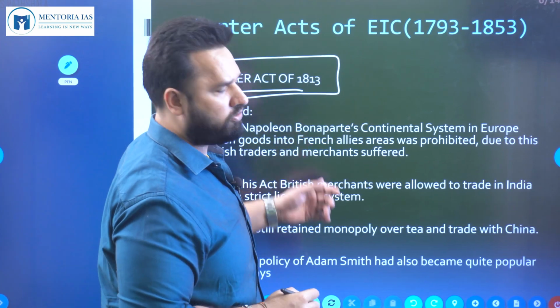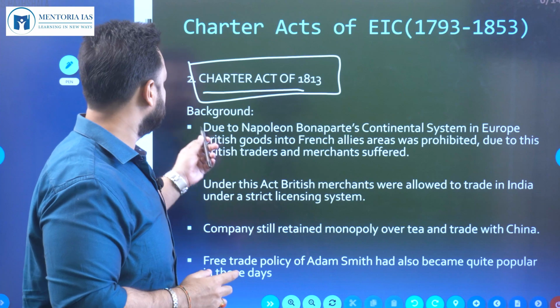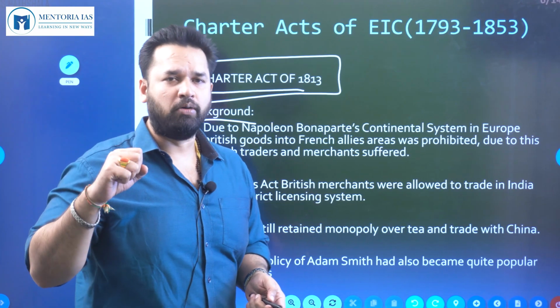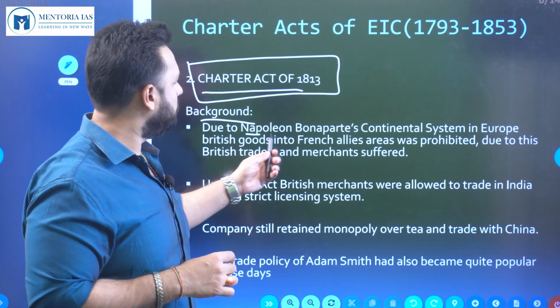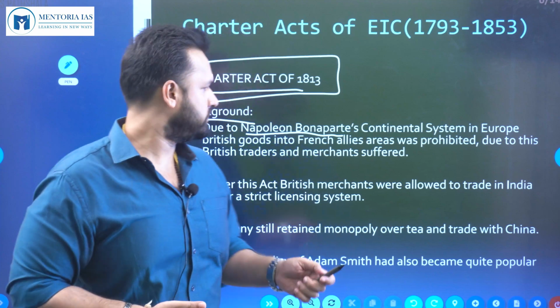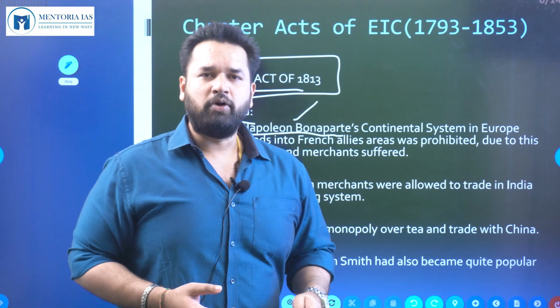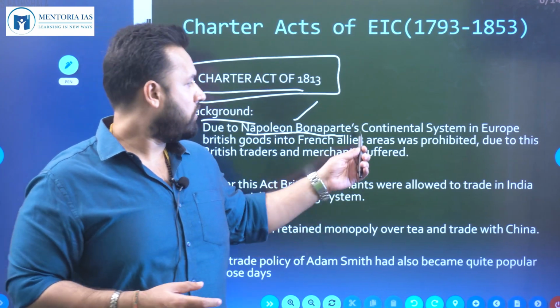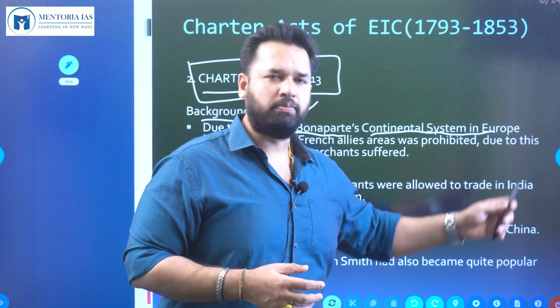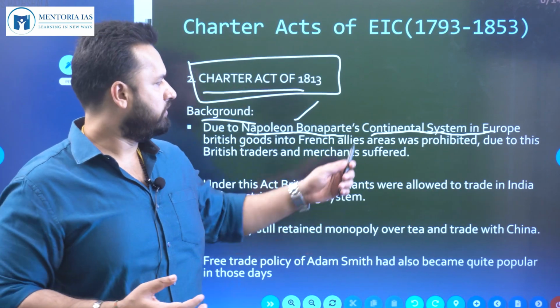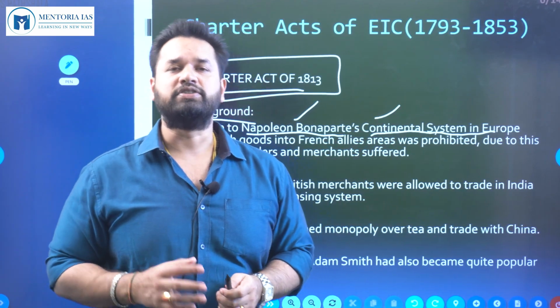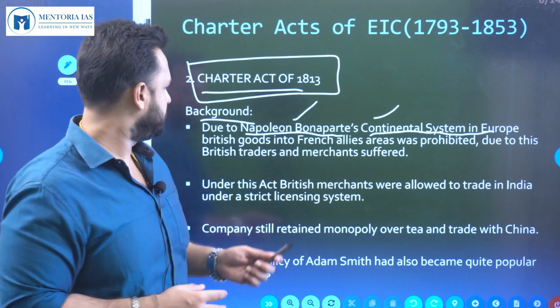So what is the background for this? What is the reason for this? Something was happening in Europe. There was a guy called Napoleon Bonaparte. You might have read in your school books. This Napoleon Bonaparte started a system called the Continental System in Europe. That is, any country which is in alliance with France is not supposed to trade with Britain.